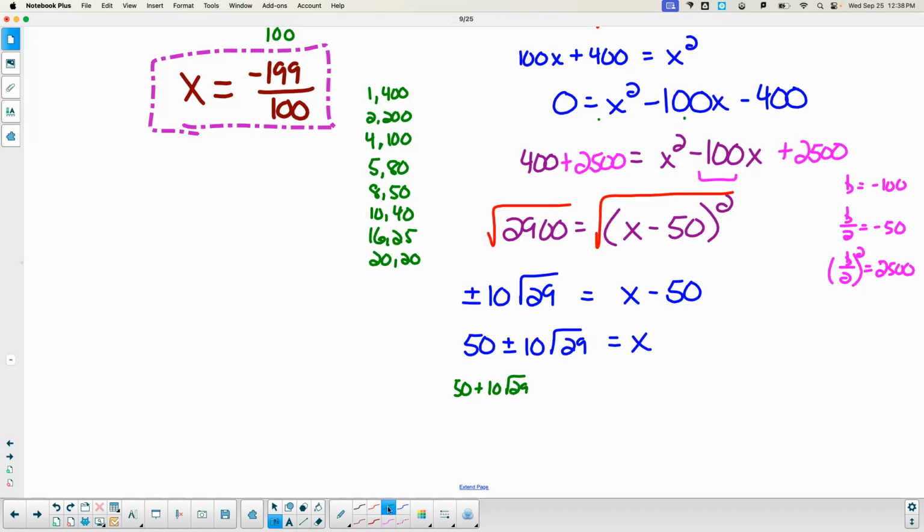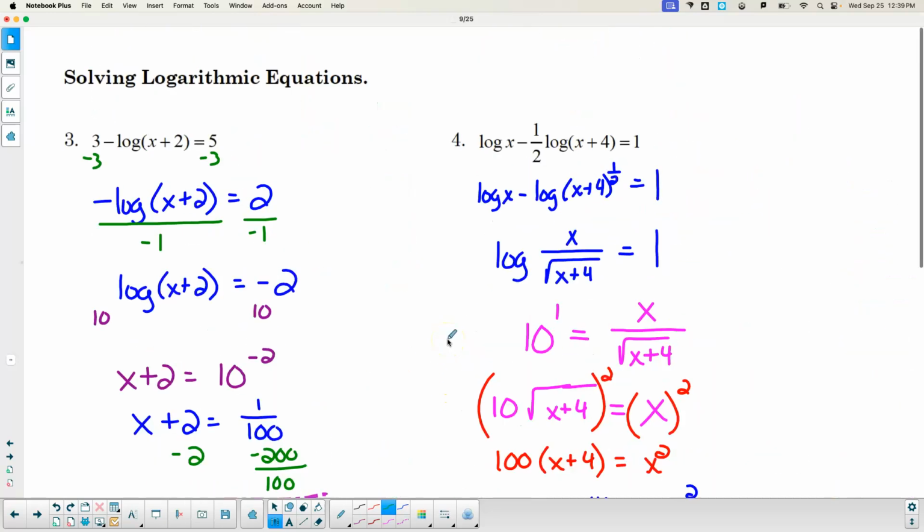Approximately how big is 50 plus 10 square root of 29? Because you got to make this check. Approximately how big is it? Should be like 103 point something. Is that going to, now listen up here, this is kind of important. Is that going to be okay to check back in my original equation? 103.8. Can I take the log of 103.8, subtract off half of the log of 107.8? All good, right? Hopefully I get 1. Okay?